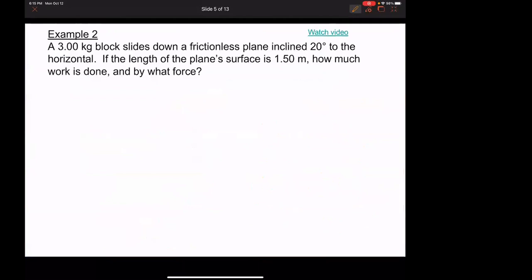All right. Now, here's one with an inclined plane. It says a 3 kilogram block slides down a frictionless inclined plane at 20 degrees to the horizontal. If the length of the plane surface is 1.5 meters, how much work is done and by what force? Now, by looking at your tests, I know you guys can do these inclined plane problems because you didn't get any of them wrong. So this should be fairly easy for you. So give this one a try.